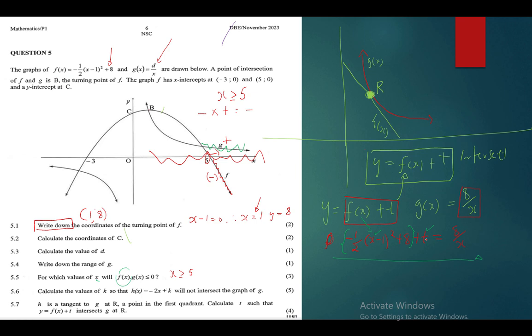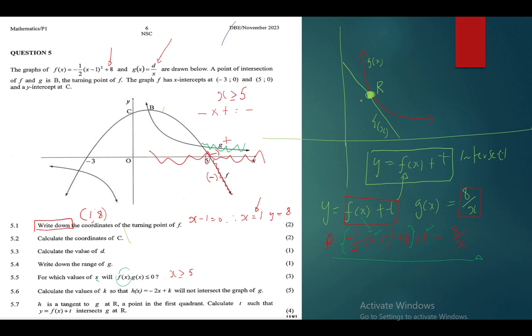We wish to know at which point the two functions intersect. We are told that they are intersecting at the point r. We wish to know the coordinates of r. How can we know the coordinates of r? It's a bit tricky, because to find the coordinates of r, which is the point of tangent of what?